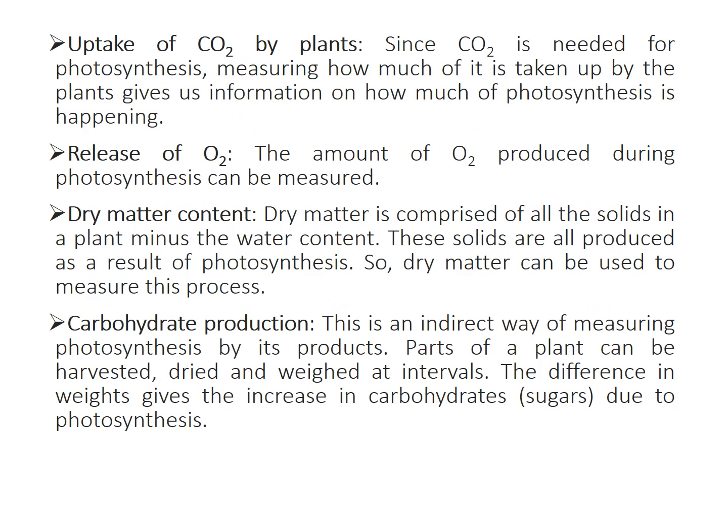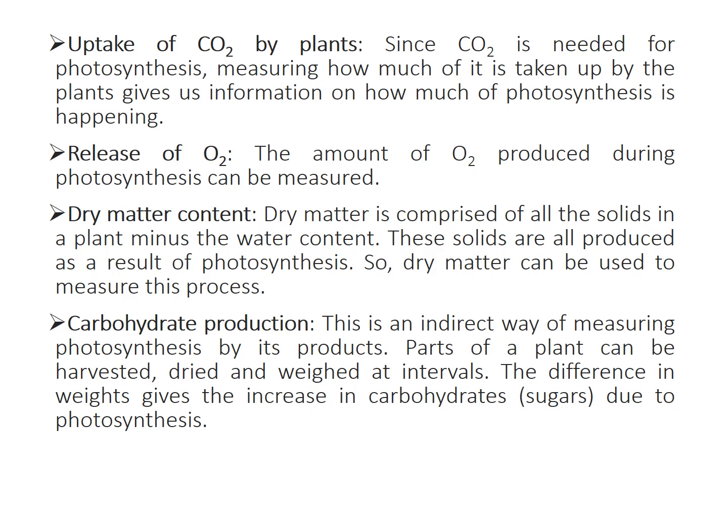These methods include uptake of carbon dioxide by plant, release of oxygen, dry matter content, and carbohydrate production. First of all, uptake of carbon dioxide by plants. Since carbon dioxide is needed for photosynthesis, measuring how much of it is taken up by the plant gives us information on how much of the photosynthesis is happening.